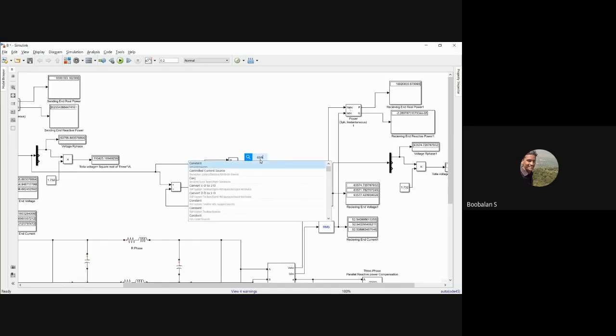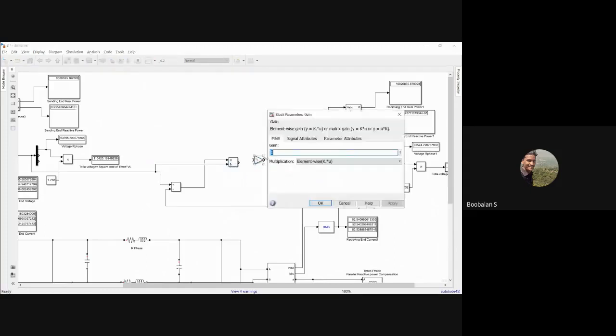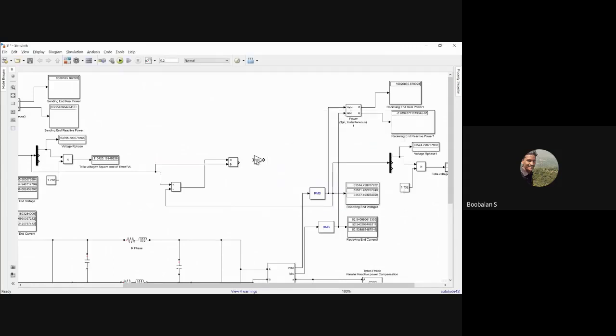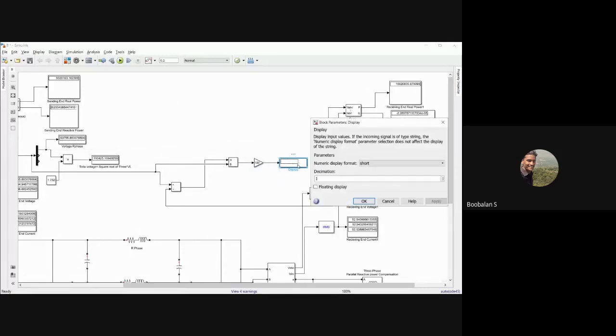We could use a constant or a gain, no issue. So the gain or initial value should be 100. This is a simple formula, right? Now we need a display. This will give you three lines, R, Y, B, the three phases.